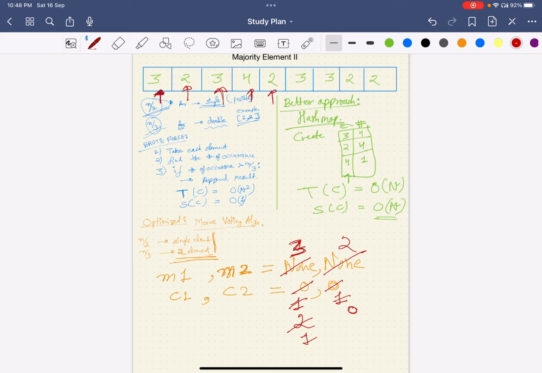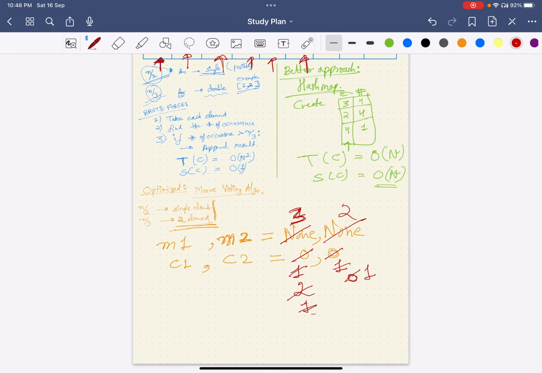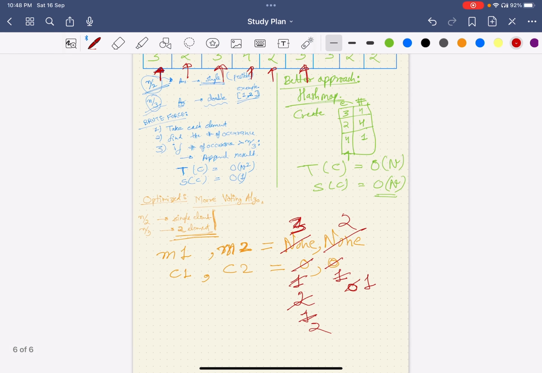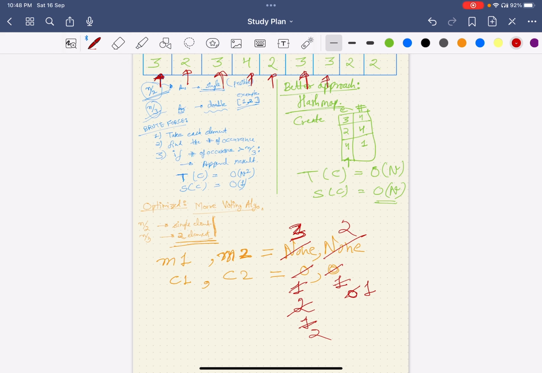Now I will move ahead to 2. I will check whether it is equal to majority element 1 or 2. Yes, it's equal to majority element 2. I will increase this count. Similarly, I will go ahead. This majority element will increase. I will again look at 3. This majority element will change. I again look at 2. And now again it's 3. Okay, so at the end of the day I got both majority elements and their occurrences.